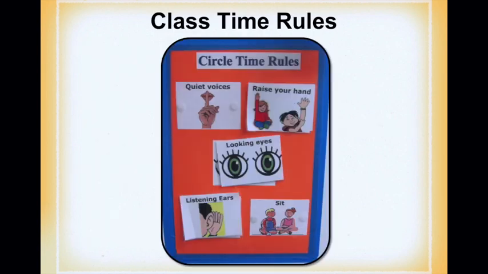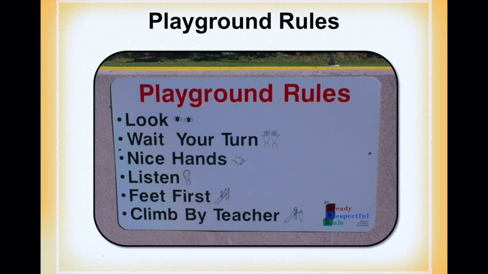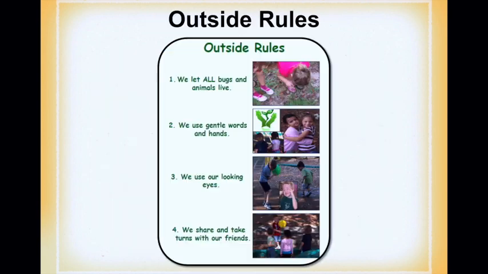Here are a few examples of class time rules. These rules have visuals that are removable. So the teacher can take a rule card to a child if a child needs to be reminded of a particular rule. Here are some examples of school-wide playground rules. These are posted on all playgrounds throughout this particular early education program. And again, notice that we have a mixture of words and line drawings. This is probably going to be most appropriate for children that are 4 and 5 years old, a little older.